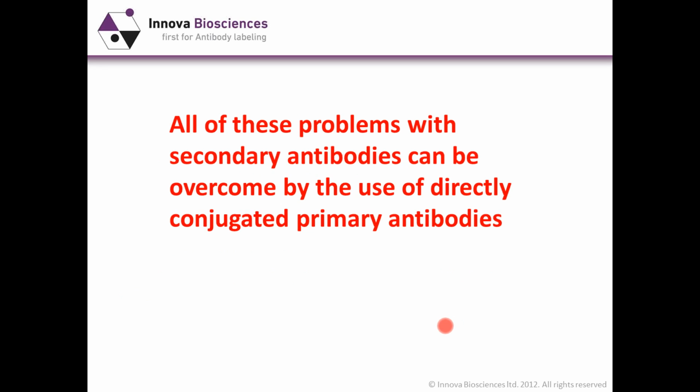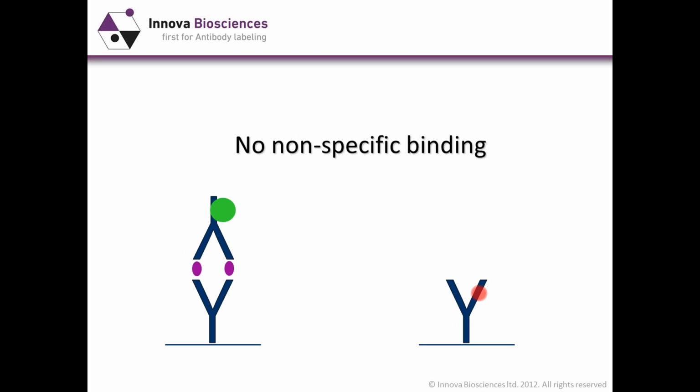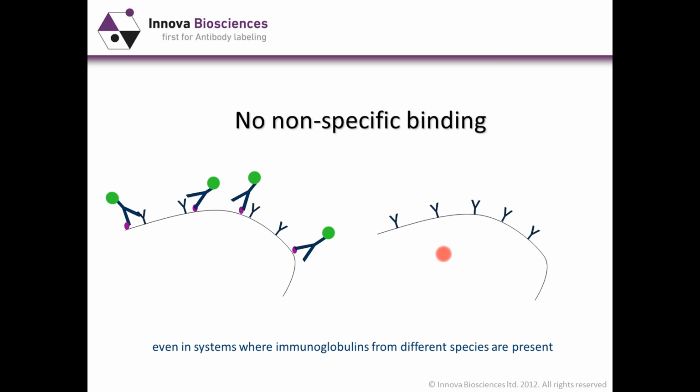All of the problems with secondary antibodies that I've outlined here can fairly obviously be overcome by the use of directly conjugated primary antibodies. And going back to the same diagrams, we can see how this works. In this case, your directly conjugated primary will bind to the antigen, but it has no cross-reactivity at all to the capture antibody. In the cellular assay, your directly conjugated antibody binds to the antigen, but has no cross-reactivity to the surface immunoglobulin, and you get a much clearer result.